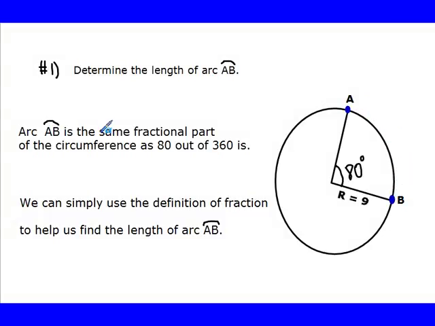So arc AB is the same fractional part of the circumference as 80 degrees is out of 360. Alright, to move on, because this is not going to take long, we can simply use the definition of fraction to help us find the length of arc AB. So let's see what fractional part of 360 80 is.